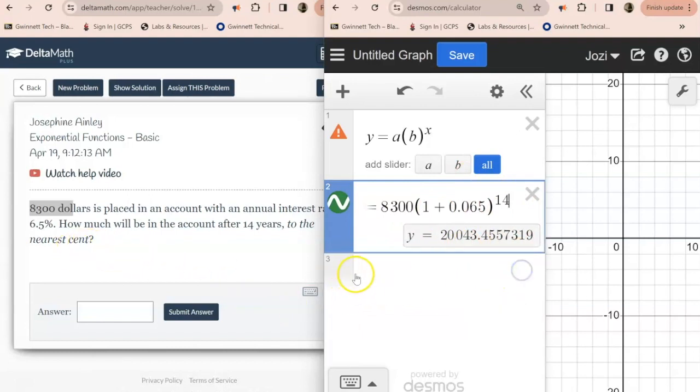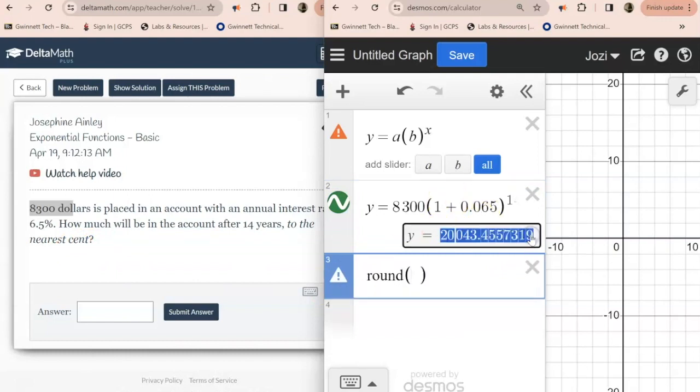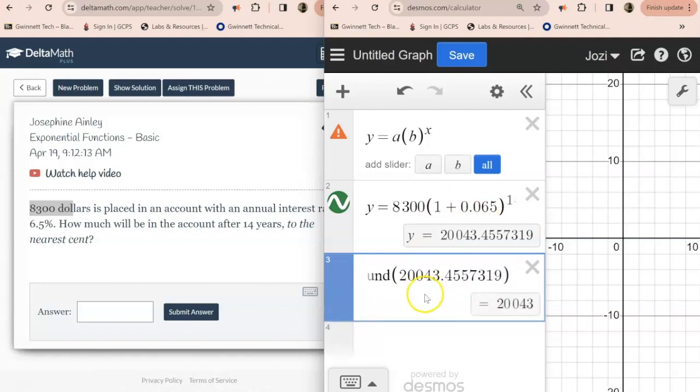So again, you type in the word, hey calculator, I want you to round, parentheses. What do you want to round, Miss Ainley? I want to round this number, okay? How do you want this number to be rounded, Miss Ainley? Comma. And again, if you forget what to put after that, just put numbers and look at the answer.